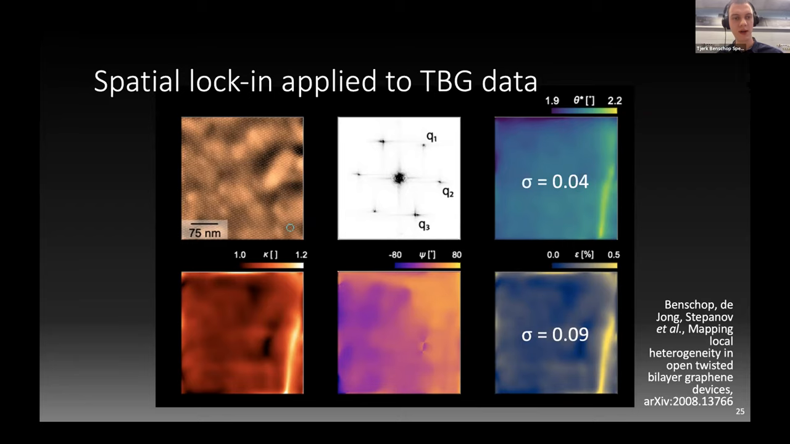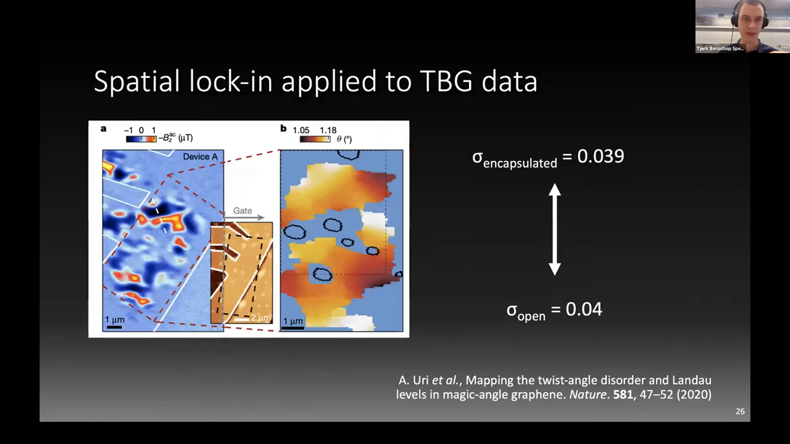And what does this actually mean? This is where it becomes very interesting, at least to me. Because if we compare now to previous studies, this is work done in the group of Zeldov, and they do scanning SQUID on tip. Because they measure magnetic fields, they are actually able to scan encapsulated devices. By scanning the magnetic field locally, they can also put a number on the local twist angle. But it turns out that for these encapsulated devices, the standard deviation is 0.039 degrees, which is extremely similar to the standard deviation we get in non-encapsulated devices. So it turns out that in terms of homogeneity, encapsulated and non-encapsulated devices might not be that far apart.